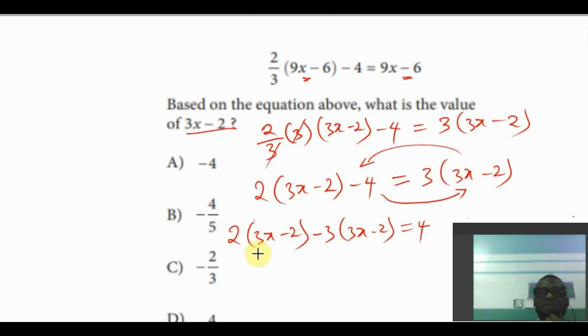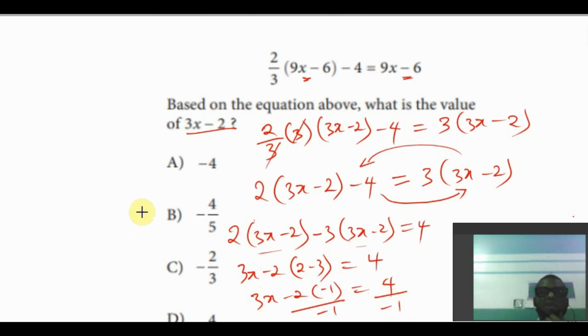Something is common here, which is 3x minus 2. I'll factor it out. 3x minus 2, I'm left with 2 minus 3 is equal to 4. So 2 minus 3 is minus 1. So I have 3x minus 2 times minus 1 equals 4. When I divide both sides by minus 1, I will now have that my 3x minus 2 is equal to minus 4. So the answer is A.